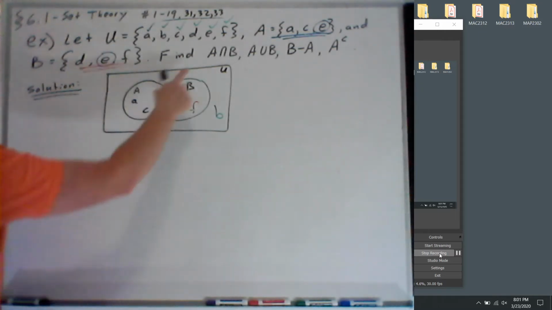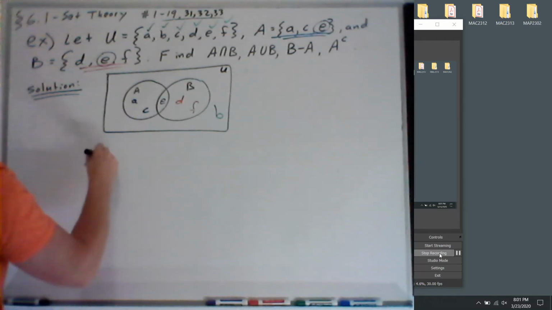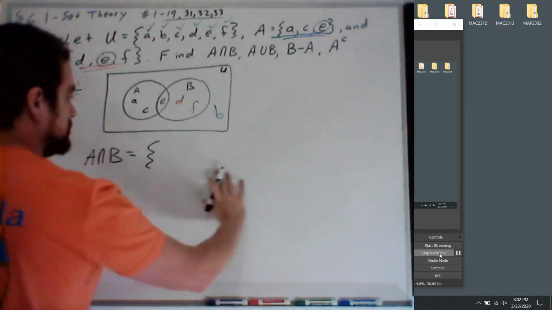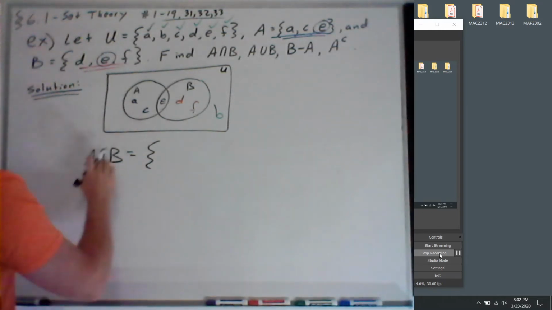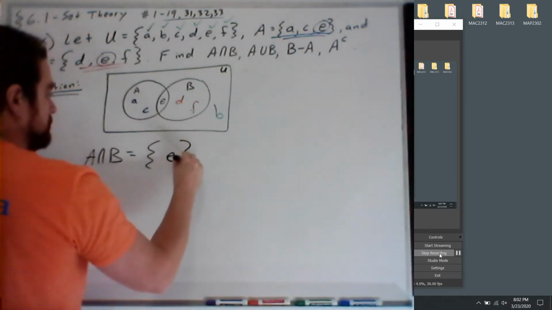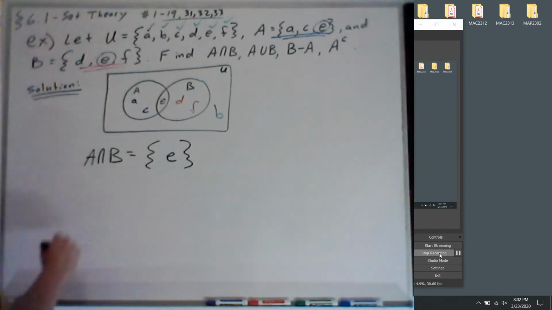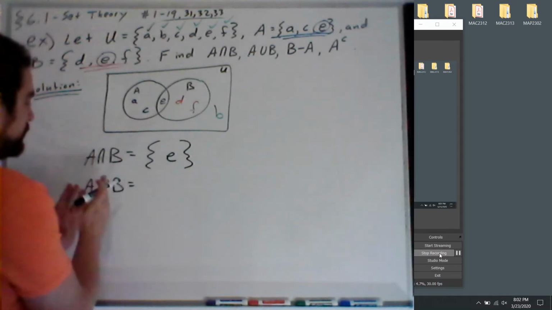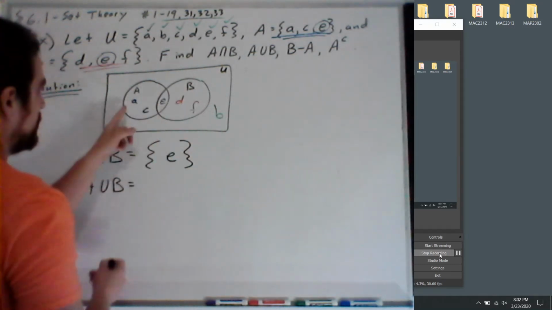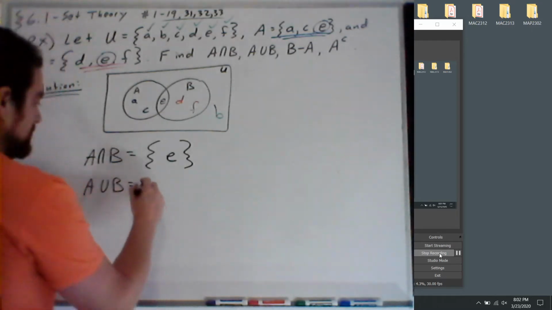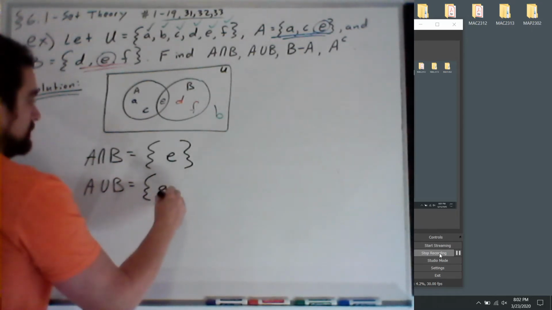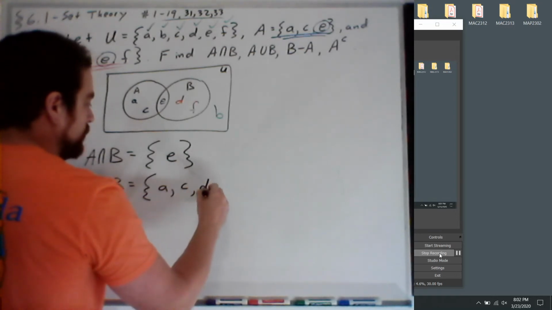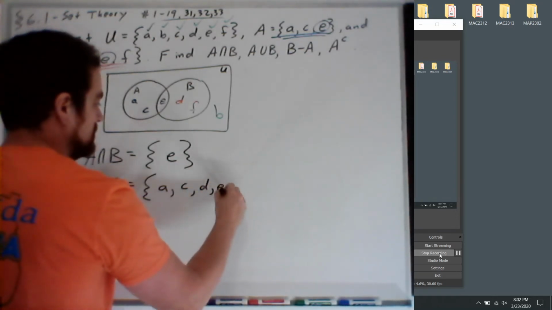Let's say first we'll find A intersect B. Now the intersection of two sets is also a set, so we're going to use the set notation. The intersection is the element e, and that's it. A union B, we want the elements that are in A or B. We'll just take them all and collect them. a, c, e, d, f. So a is in there, c is in there. I'm just going to keep it in alphabetical order here: a, c, d, and then e, and then f.